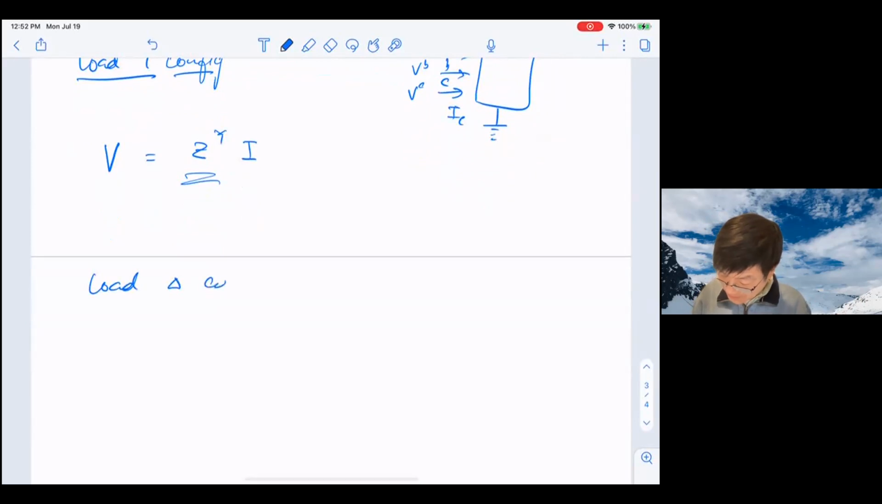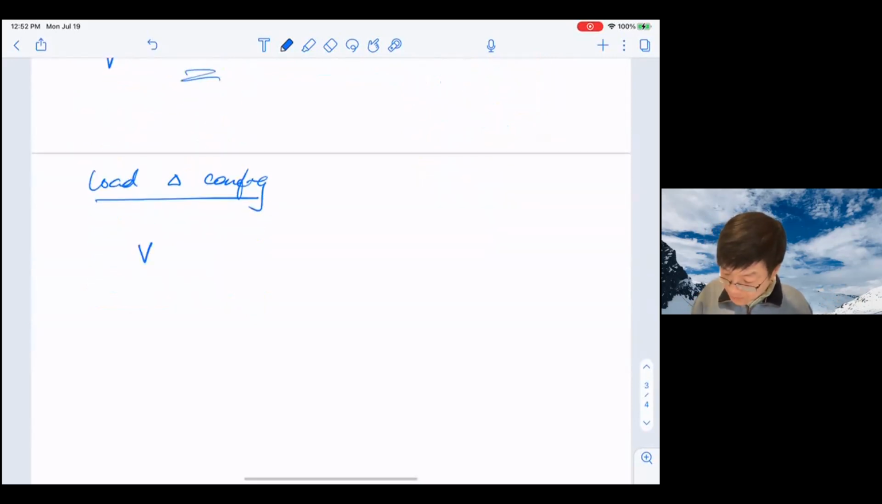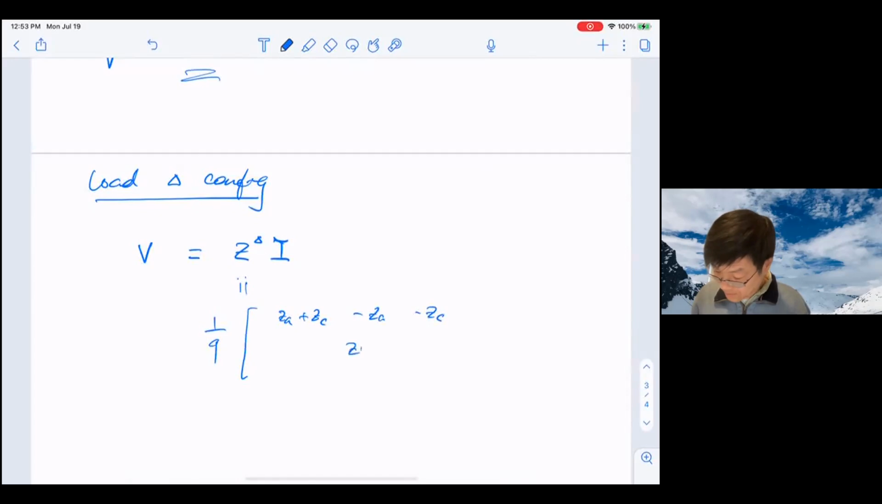unfortunately, if you're interested, you should look at the notes. I won't have time to go through the detail, but if you go through the writings and so on, you will get the relationship between the terminal voltages on the three phases and the current to look like, let me give you one example, something like this. Minus C_A minus E_C.